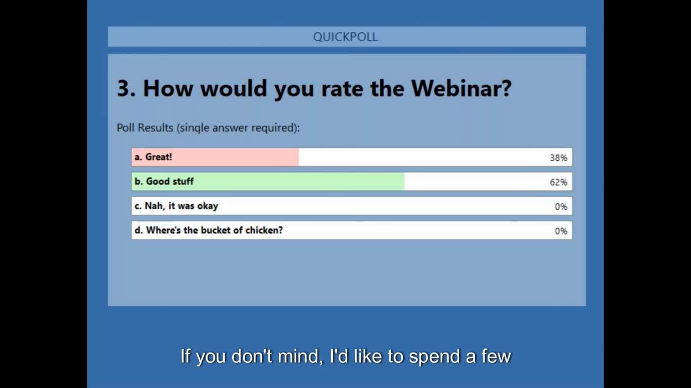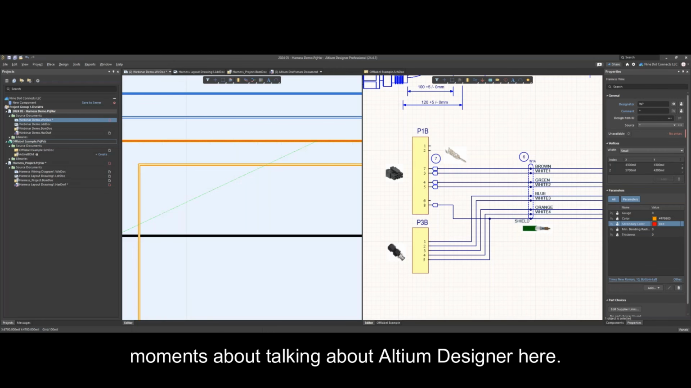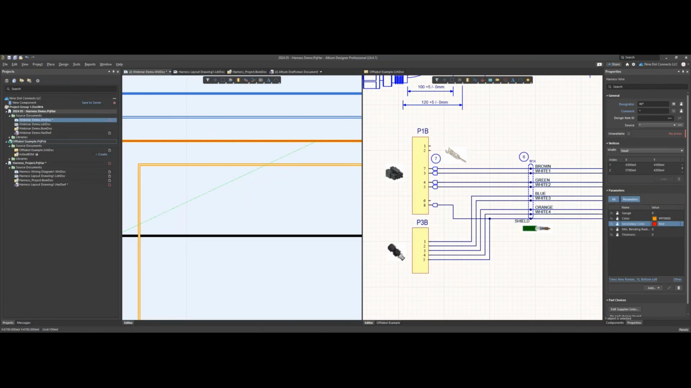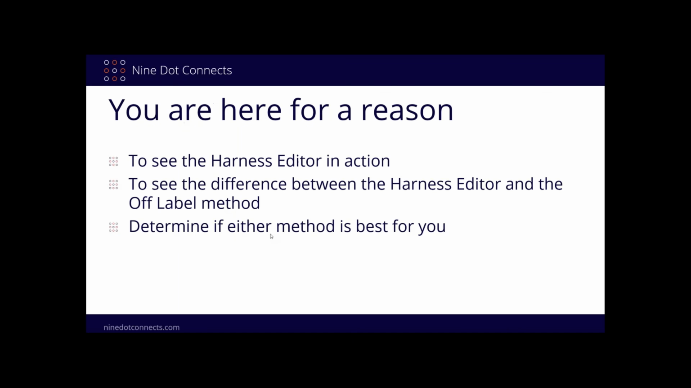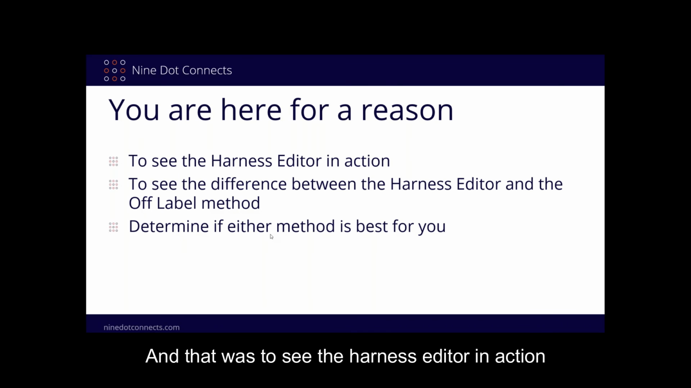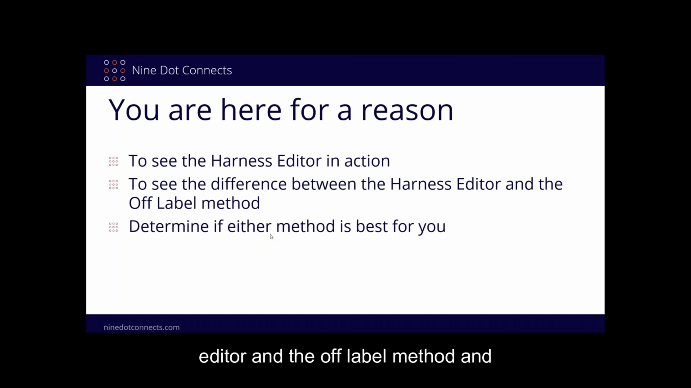If you don't mind, I'd like to spend a few moments talking about Altium Designer here. So I'm going to jump back into our questions. You're here for a reason, and that was to see the harness editor in action, to see the difference between the harness editor and the off-label method and determine if either method is best for you. And you guys have made that clear through the polling.